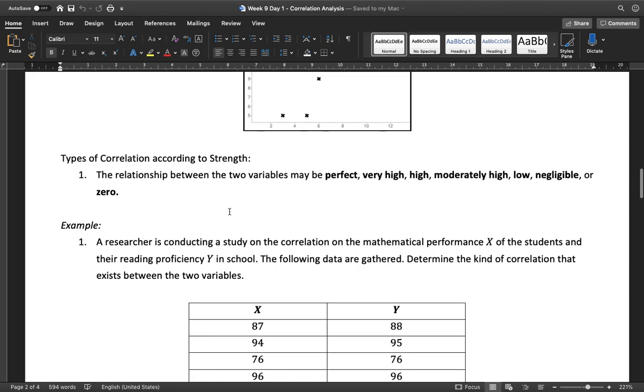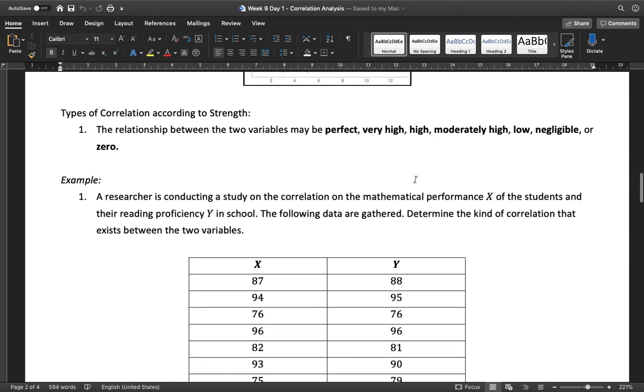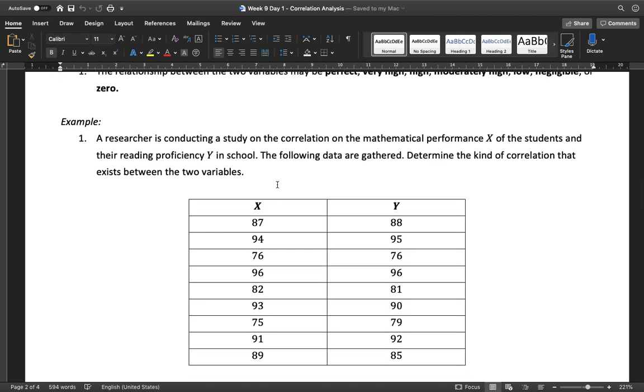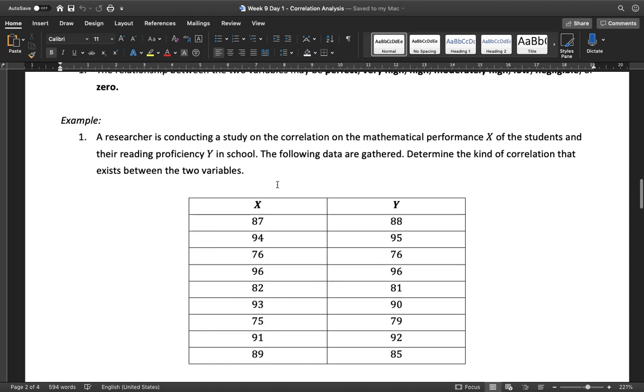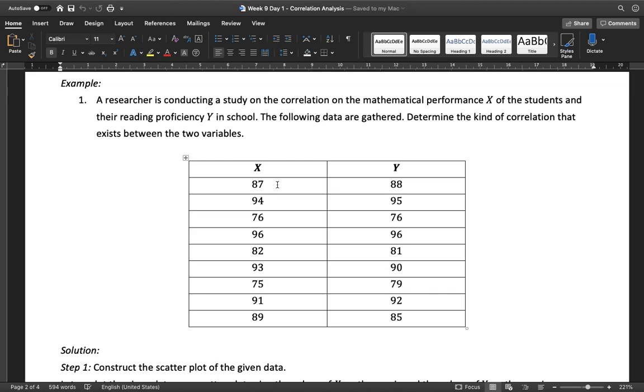A researcher is conducting a study on the correlation of the mathematical performance X of the students and their reading proficiency Y in school. The following data are gathered. Determine the kind of correlation that exists between the two variables. So, let's check kung may relationship ba yung mathematical performance at yung reading proficiency nila, yung reading comprehension nila. Sa X dito, ito yung grades nila sa mathematical performance nila. Sa Y dito, ito yung corresponding grade nila for the reading proficiency. So, check natin, may relationship ba silang dalawa. So, determine natin kung ano yung kind of correlation.